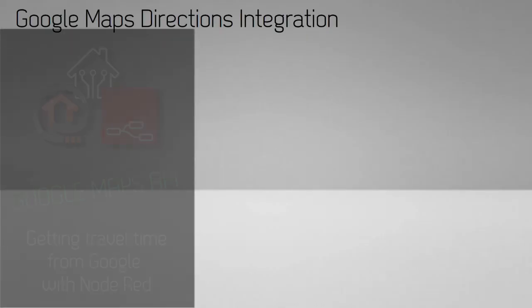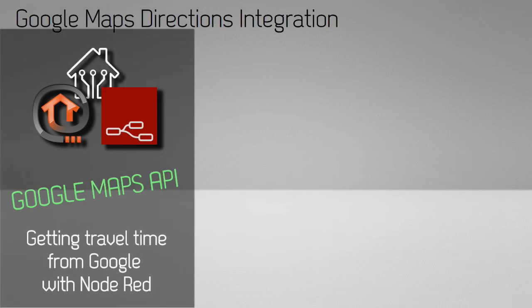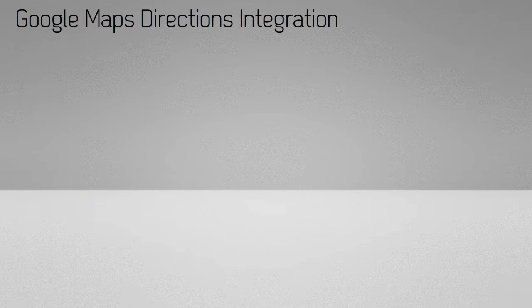Welcome to a new episode in my home automation OpenHAB and Node-RED series. This time I will be looking at how Google Maps can help us with our daily commute. You probably know that Google Maps provides very good driving directions and travel times in traffic. Here I want to show you how you can access this information conveniently during your morning routine.